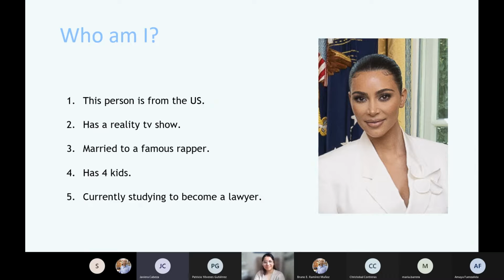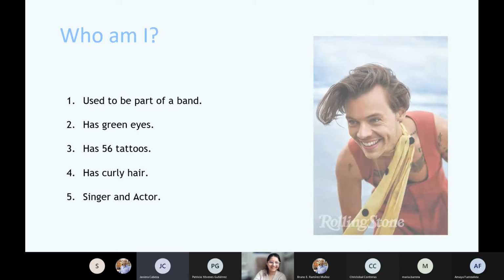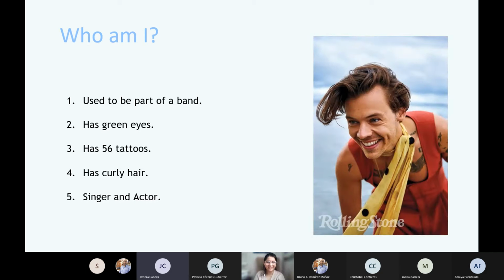And now, the last person of the day. And it says, used to be part of a band, has green eyes, has 56 tattoos, has curly hair, and is a singer and an actor. Who is this person? By the word actor, you can tell it's a male. So, who is this person? Harry Styles. Let's see. It was indeed Harry Styles, the one and only Harry Styles.